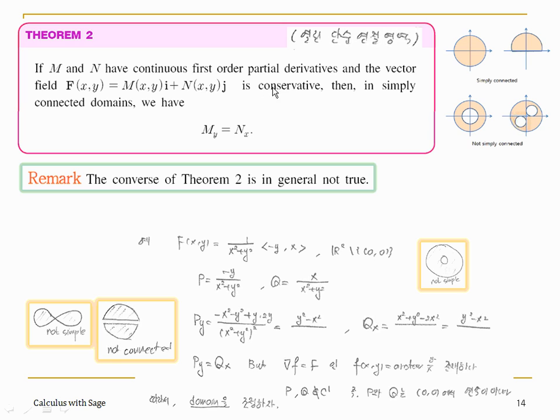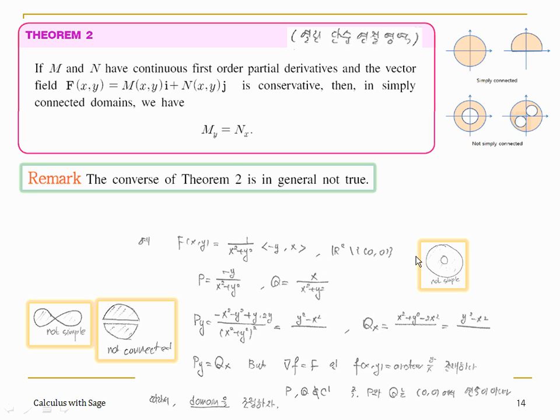If it's conservative, we always have this condition. But the converse of this theorem is not true in general. Here is one example. Let F of xy be like this. It's a vector function on this region, R squared minus the origin. The origin is not there. It is the whole plane except the origin. So we can think this region has a hole in it, so it is not simply connected.